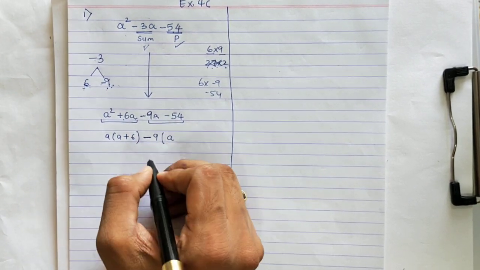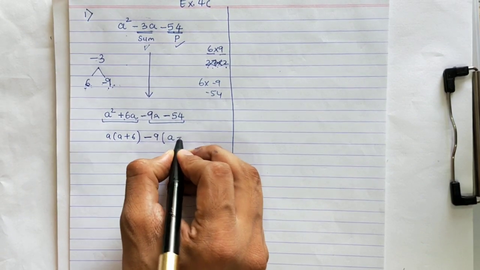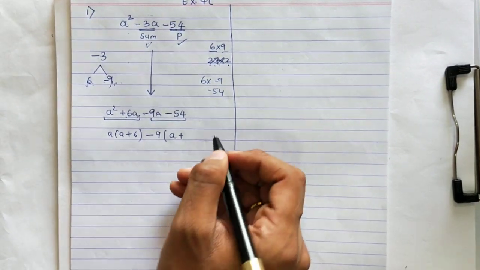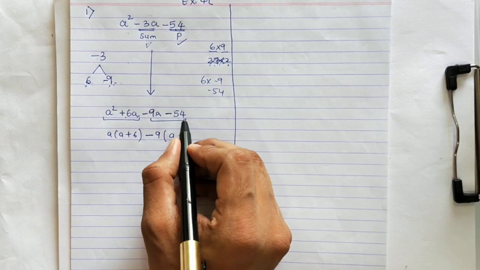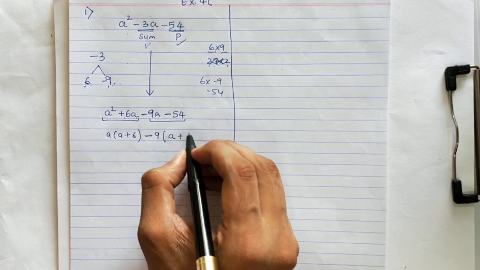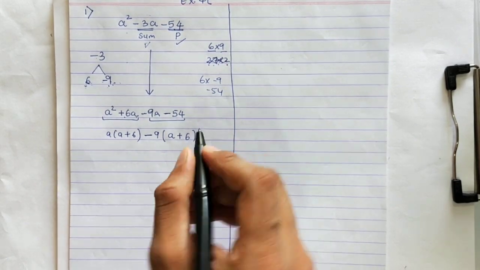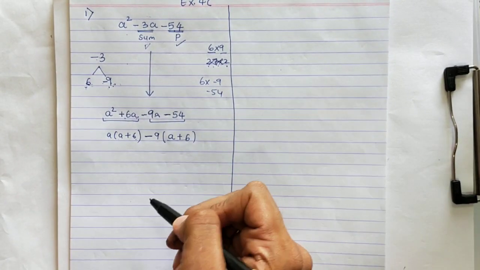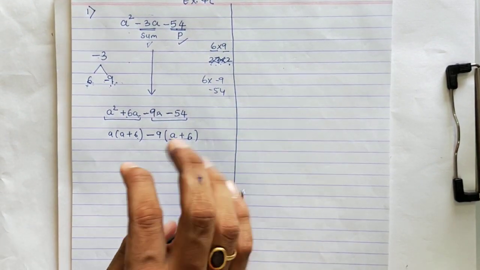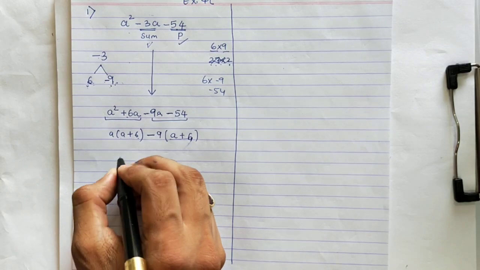First of all, I am taking the minus sign common, so this negative sign will become positive. The sign of the second number changes. 54 divided by 9. If I take 9 common from 54, what will remain? 6. And as I said, these two brackets must always be the same. So I have a plus 6, a plus 6. Then I take a plus 6 common.